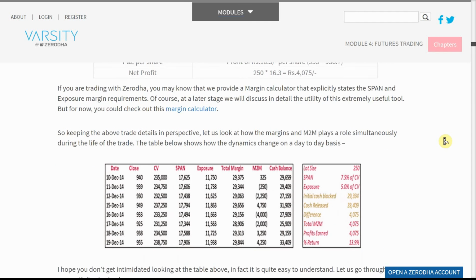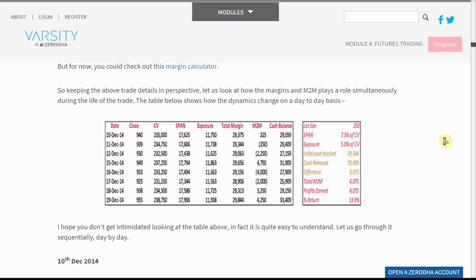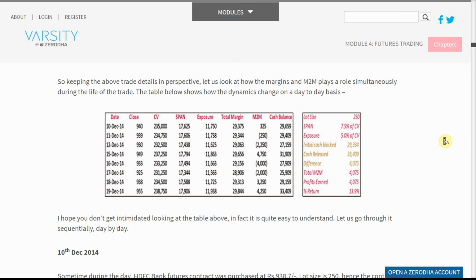So keeping the above trade details in perspective, let us look at how the margins and M2M play a role simultaneously during the life of the trade. The table below shows how the dynamics change on a day-to-day basis. I hope you don't get intimidated looking at the table above. In fact, it is quite easy to understand. Let us go through it sequentially.